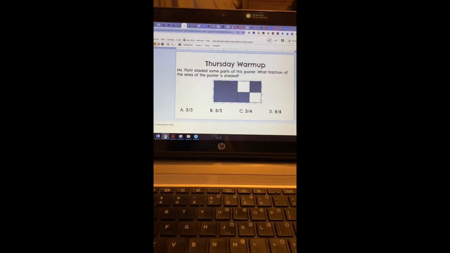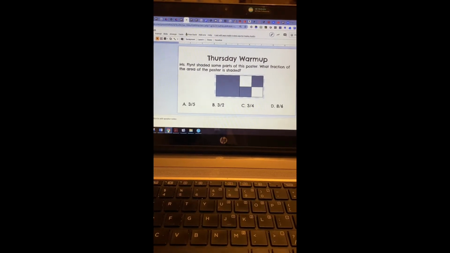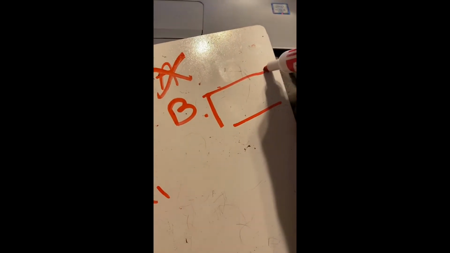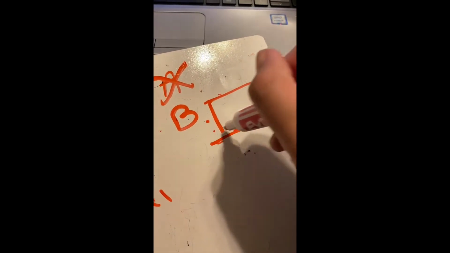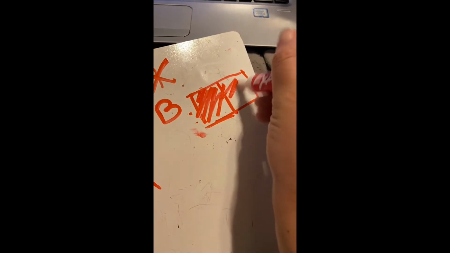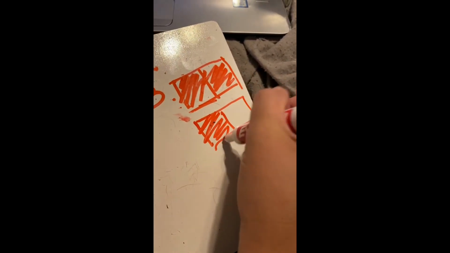Remember though, A should be out because we're third graders and we know that we don't do fifths. So A is a no-go. B, 3 halves. All right, so that means in my whole that I have halves. It says 3 halves. Was that 3 halves? No, that was 2 halves. So I have to have halves again. Now I have 3 halves.